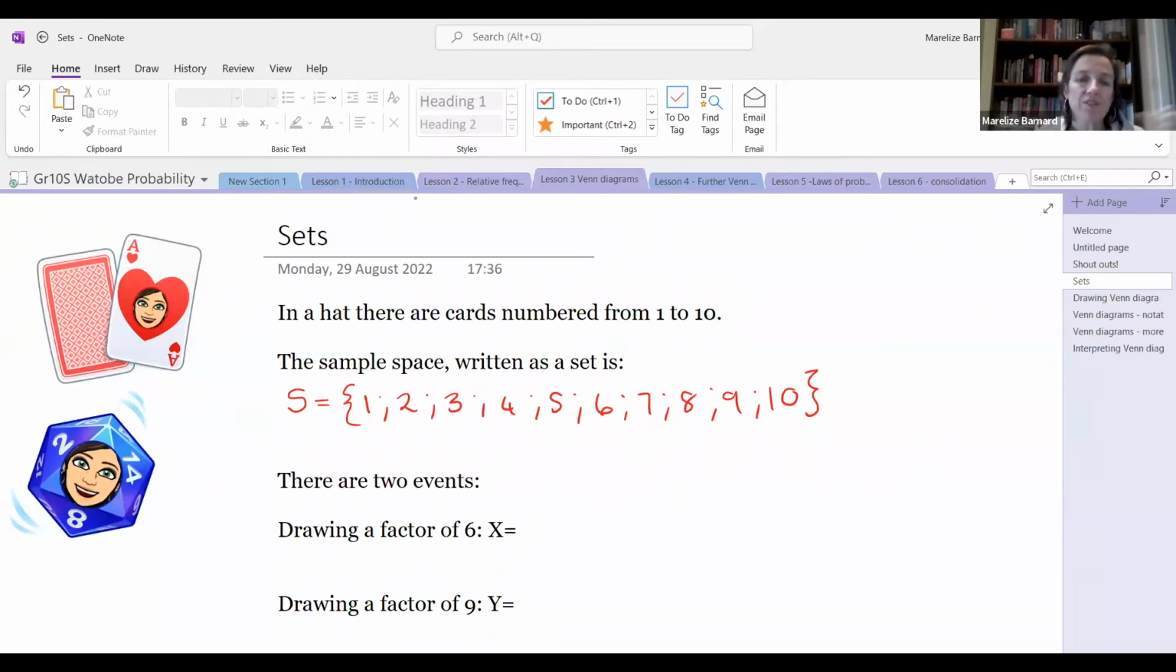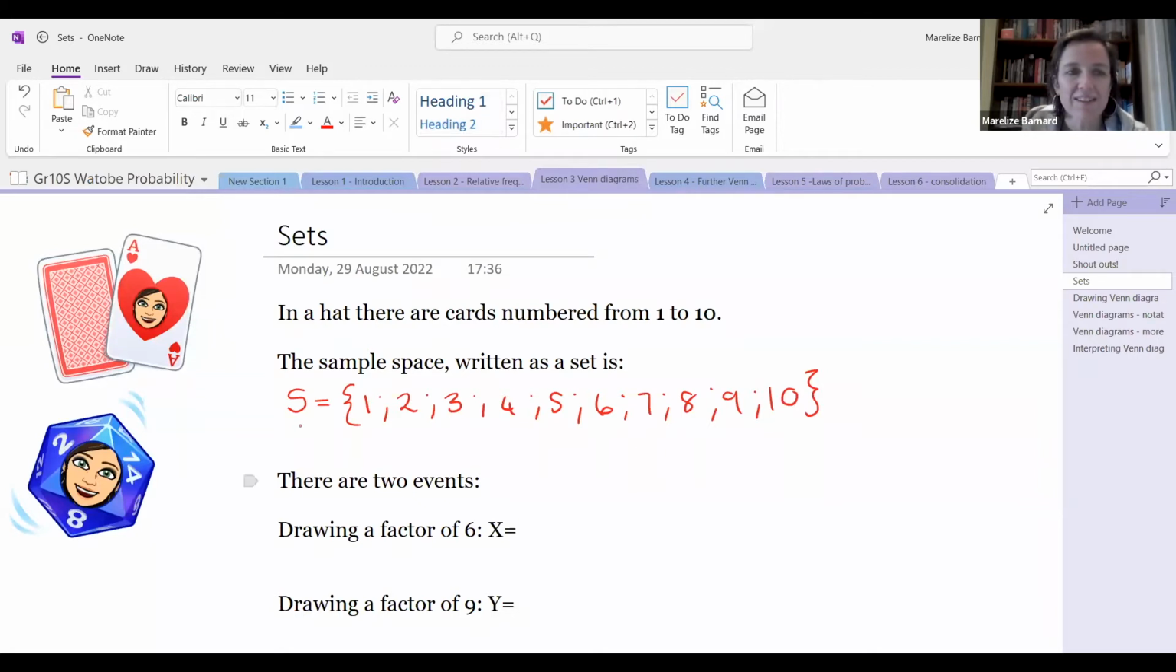So the first event, remember we said that when we are busy with a probability experiment, like in this case, drawing cards from a hat, there are certain events. So the first event we're going to look at is the event of drawing a factor of 6. So what are the factors of 6 from the sample space? From the sample space. Okay, Amakle is onto something there. Factors of 6, pop it in the chat, guys.